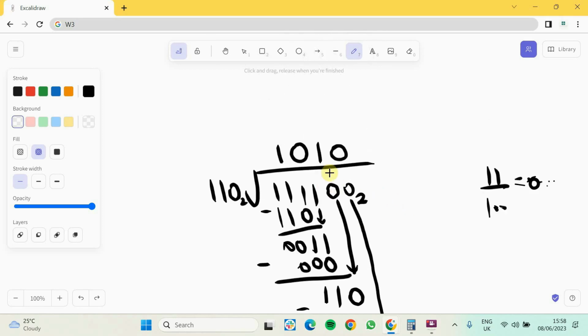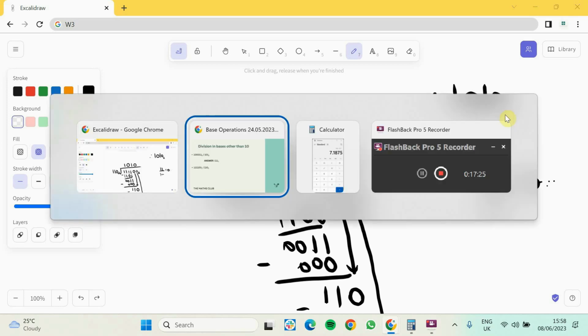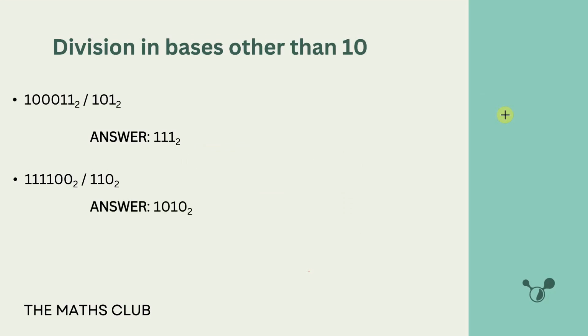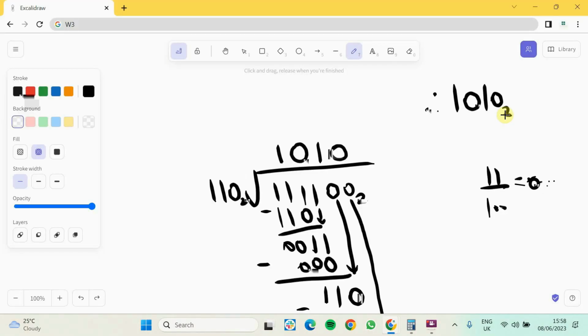So that means that when I divide 111100 by 110, right, the answer is going to be 1010 in base 2. Once again, if this is not clear, pause the video, rewind as many times as you need to till you get it. Right? So let's see our answer. 1010 in base 2.